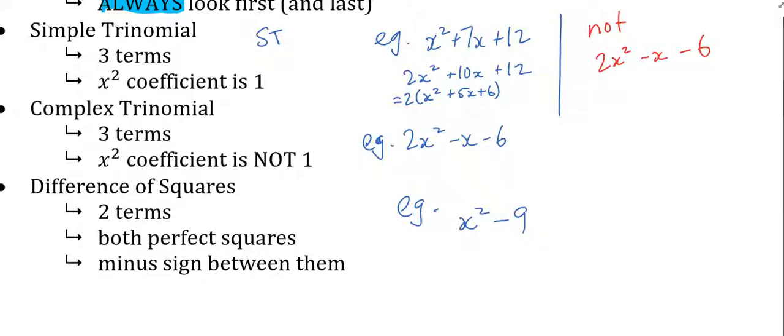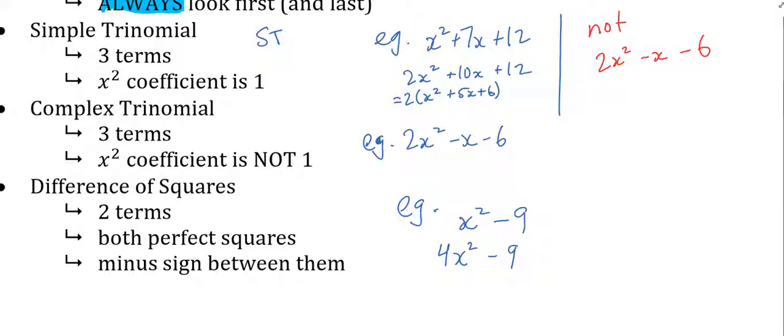And it's a difference of squares because this x squared is a perfect square and 9 is a perfect square. And there's no other junk in there, and there's a minus sign between them. So that's a difference of squares. What would be another one? 4x squared minus 9. So the coefficient of the x squared term is also a perfect square. So that one will work.